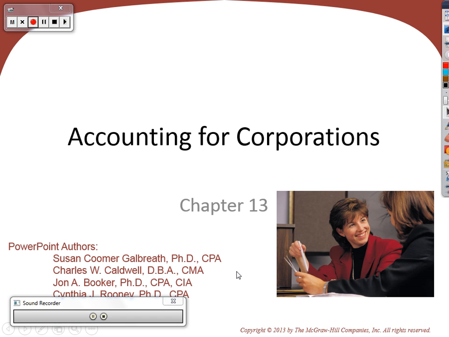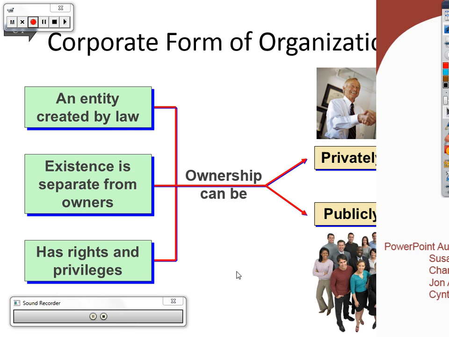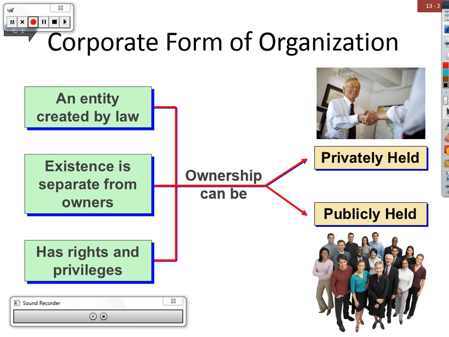Accounting for corporations. Remember how we just talked about partnerships in chapter 12, right? So now we're going to look at how corporations are formed, what corporations are, and what their characteristics are. Remember how a partnership was an entity that was started by how many people? Two or more, right?